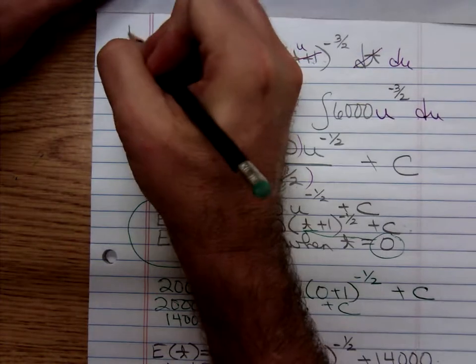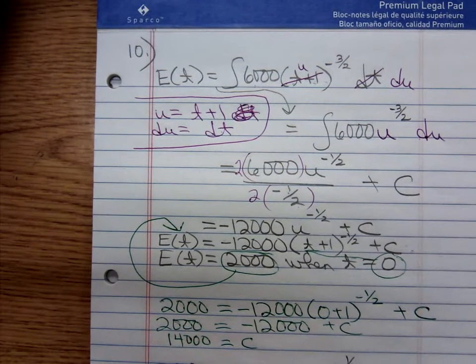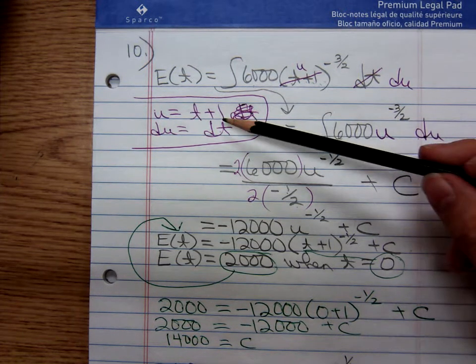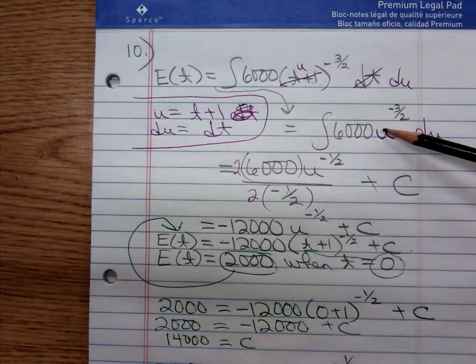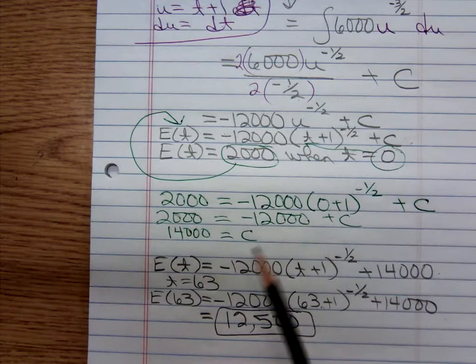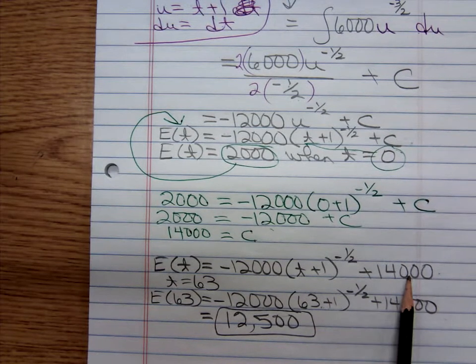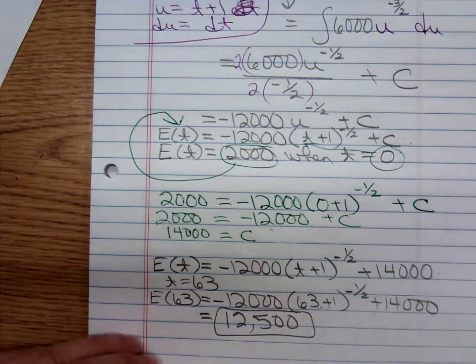Oh, this was number 10 for my current students. And there's the function that we were anti-differentiating. We let u equal the quantity raised to the power. Once we did that, it fell out very quickly. We had to use the initial conditions to find our c value. And then, once we knew the function, we plugged in 63 and punched it into our calculator. I have one more I want to do if I have time.